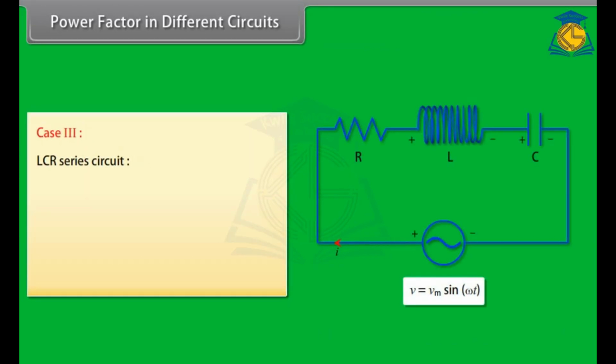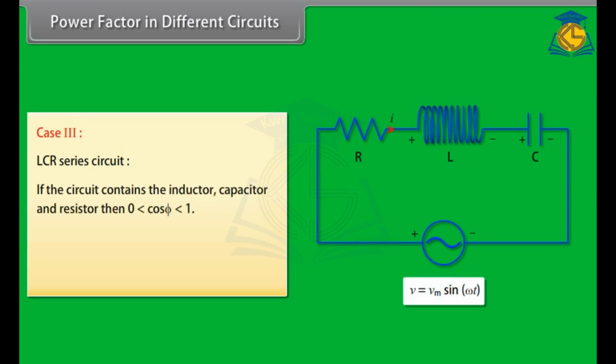Case 3. LCR series circuit. If the circuit contains the inductor, capacitor and resistor, then cos phi lies between 0 and 1. There is always power dissipation in the circuit. P bar is equal to the product of Vrms, Irms and cos phi.